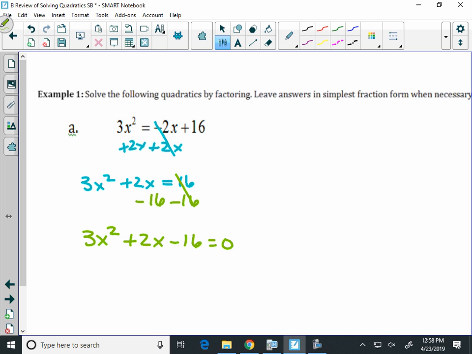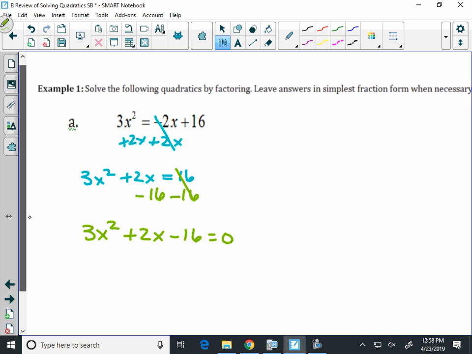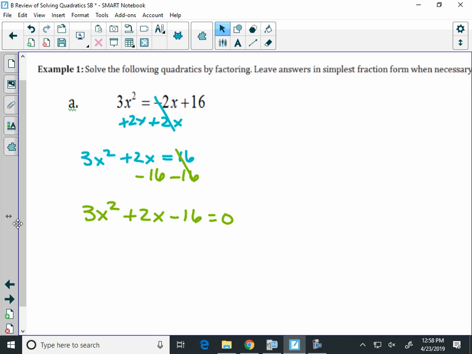So then when I solve this by factoring, I have to pay attention to how many terms there are. And I see that there's 3 terms, so that means I'm going to use split the middle. Always check and see, can I take out a GCF? In this situation, the answer is no, you can't. There's nothing that can go into 3, 2, and 16. Not all the terms have an x, so we can just dive on into splitting the middle.